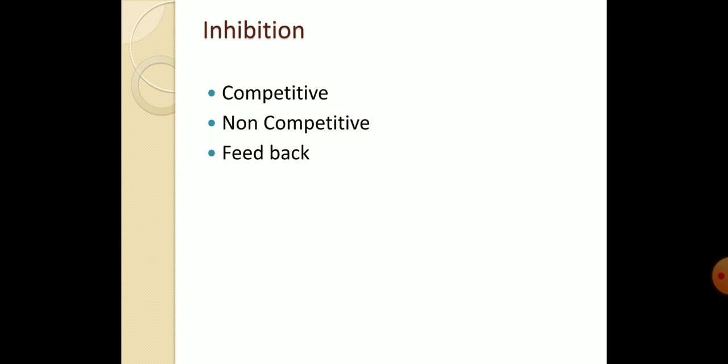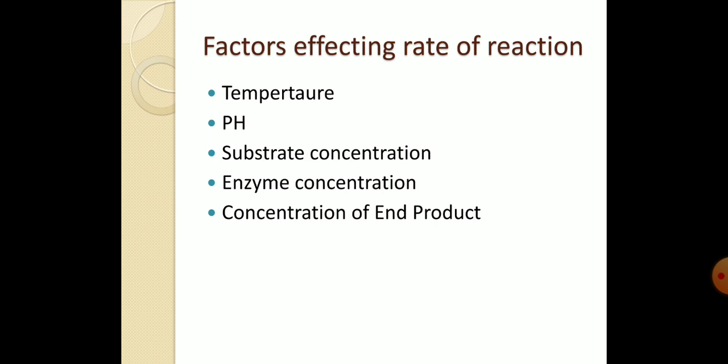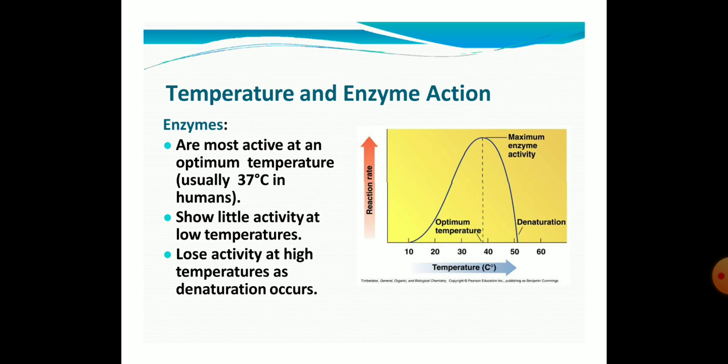Some of the enzymes are involved in enzyme inhibition. Some promote and some inhibit. The inhibitions are competitive, non-competitive and feedback inhibition. Going to the factors affecting the enzyme reaction: temperature, pH, substrate concentration, enzyme concentration, and also the concentration of the enzyme product affect the enzyme reaction.